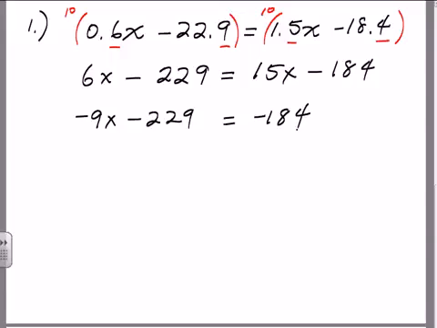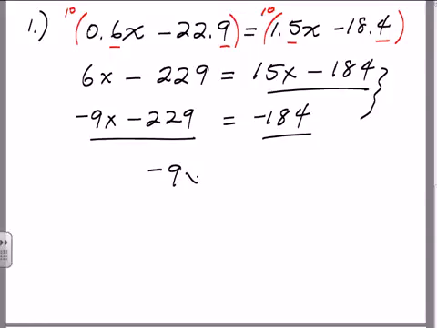What did I do in that step? Okay, you'll notice it's a little bit more obvious over here on the right. I went from this to just a minus 184, so I got rid of that 15x some way. How did I do it? I subtracted 15x from this side, so that means I subtracted 15x from that side. Does that look like the result? Yeah, so now let's add 229 to both sides.